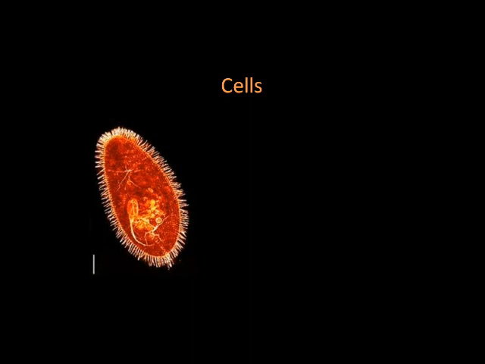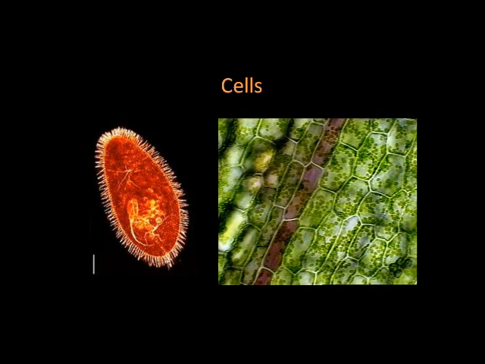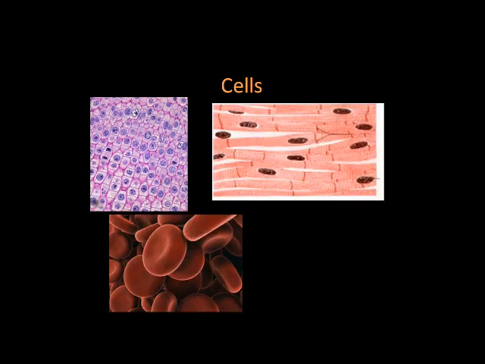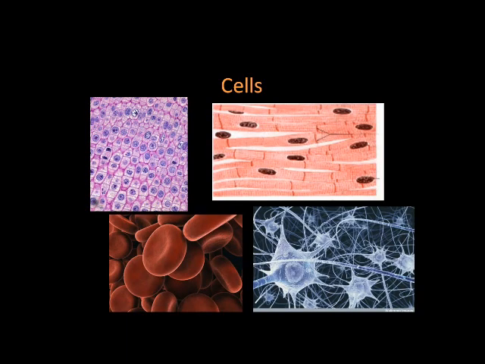The word organism means living thing, and there are millions of different types of organisms on Earth. They're all made of cells. Some organisms are as small as one single cell. Other organisms are made of millions, billions, or even trillions of cells. There are many different types of cells: skin cells, muscle cells, blood cells, nerve cells, and more. These cells make up every part of an organism.